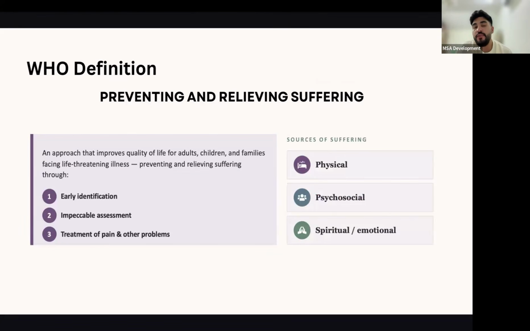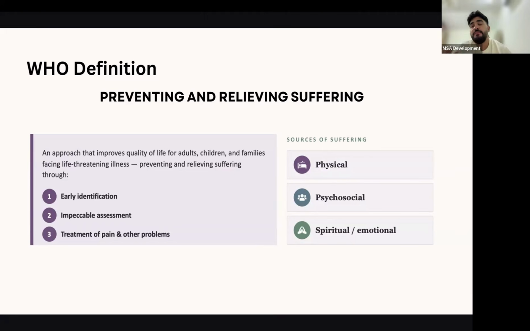The definition is that palliative care is an approach that will prevent and relieve suffering, and it needs to improve the quality of life for adults, children, and families. How? By 3 steps. Of course, we need to identify early that these patients are having some sort of life-threatening illness. Then we start palliative care. Then we do an impeccable assessment, assessing everything that they have, and then come up with a rigorous treatment plan for their pain and whatever things are making them feel uncomfortable.